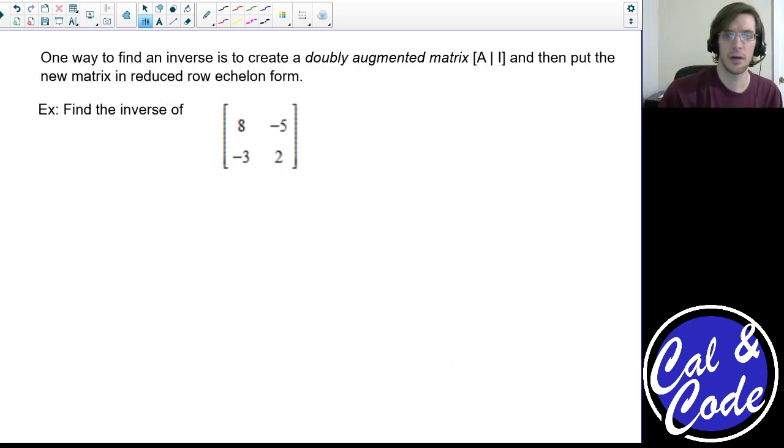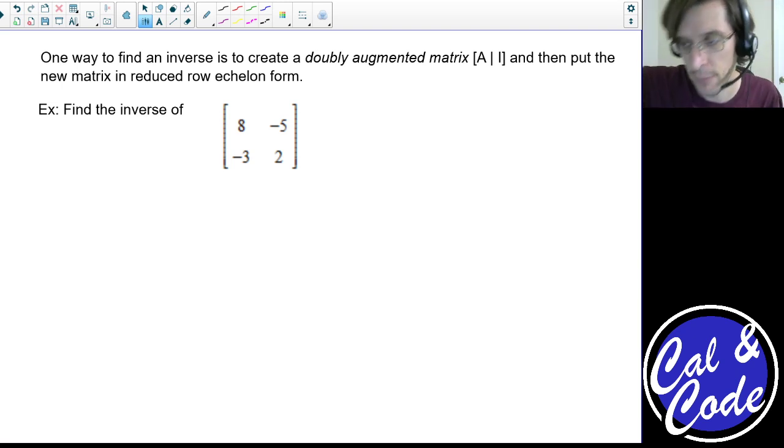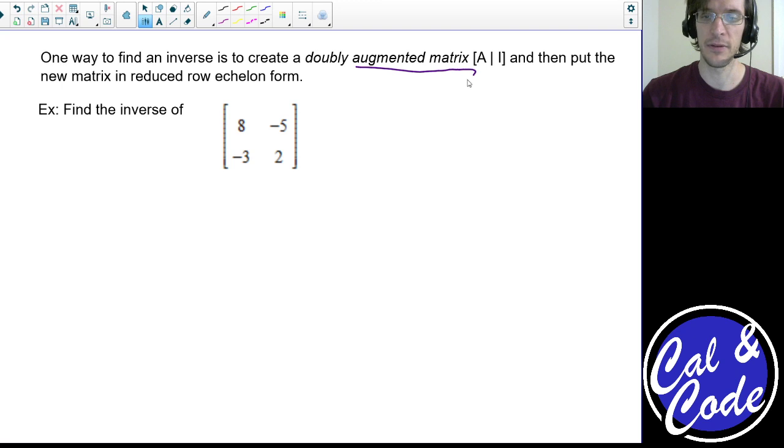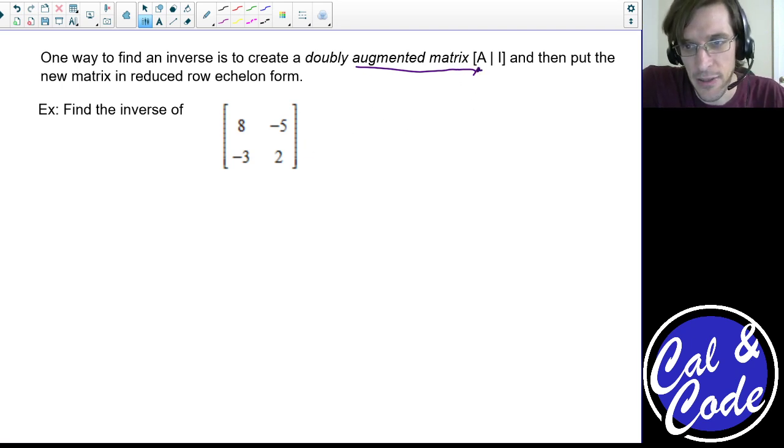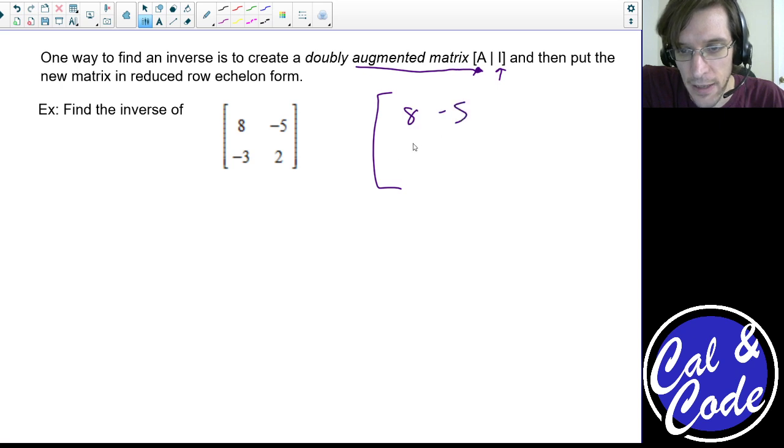Okay, so let's move on. Another way you can find an inverse of a matrix, let's say I wasn't given the other matrix, right? They actually want me to find out what the inverse is. I can do this thing that's called creating a doubly augmented matrix. So we've talked about what an augmented matrix was. I did that in the last video. So in this one, a doubly augmented matrix means I take my matrix and I augment it with the identity matrix of that size. So for example, 8, -5, -3, 2, I'm going to put that with 1, 0, 0, 1.